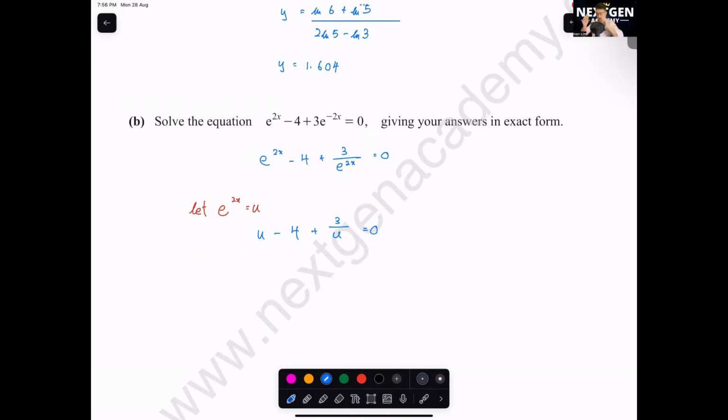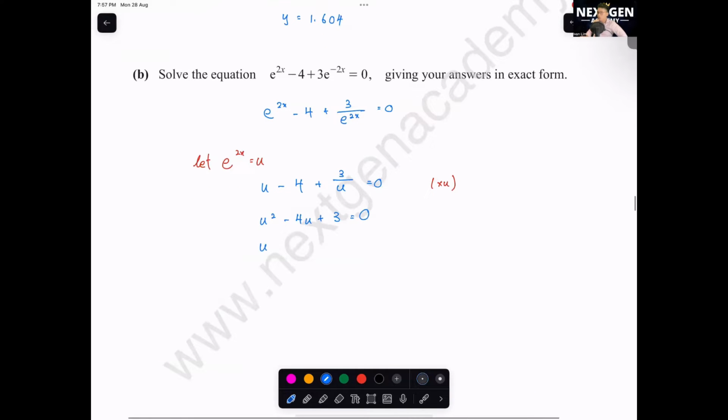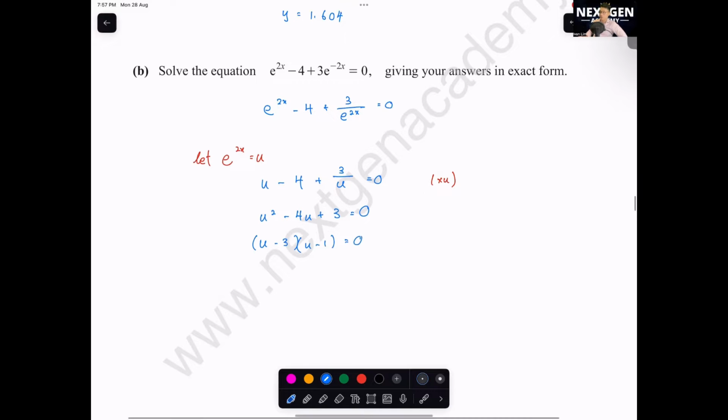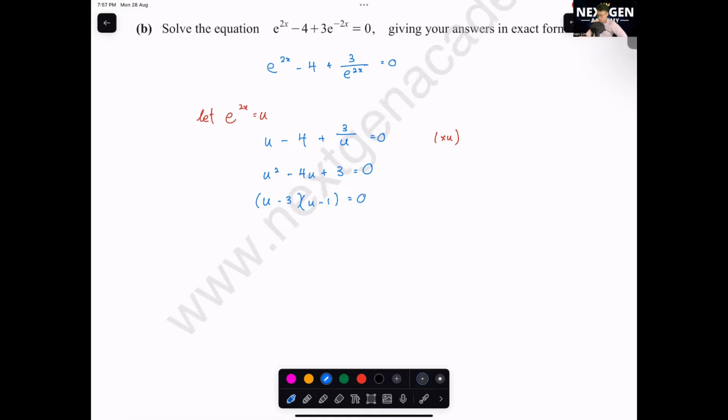Okay, so you need to recognize the pattern. You see, if I got one unknown at the bottom, one unknown on the top, the same term, you are going to multiply the whole equation by u so that you can make it to a quadratic equation. Okay, so multiply this whole thing by u. This will be u squared minus 4u plus 3 equals to 0. u minus 3, u minus 1 equals to 0. Okay, therefore, my u is equal to 3, u is equal to 1.